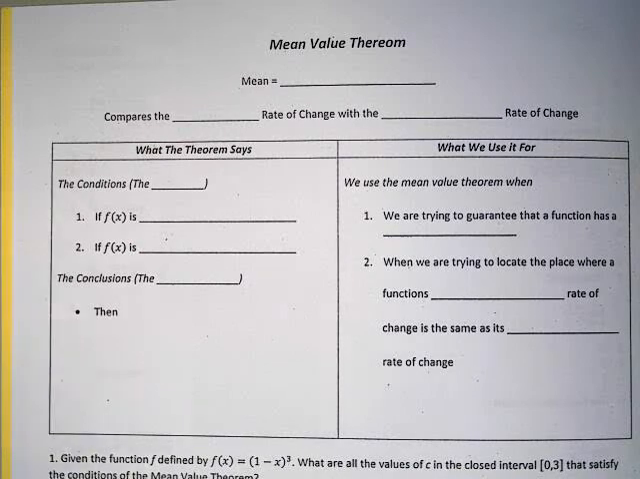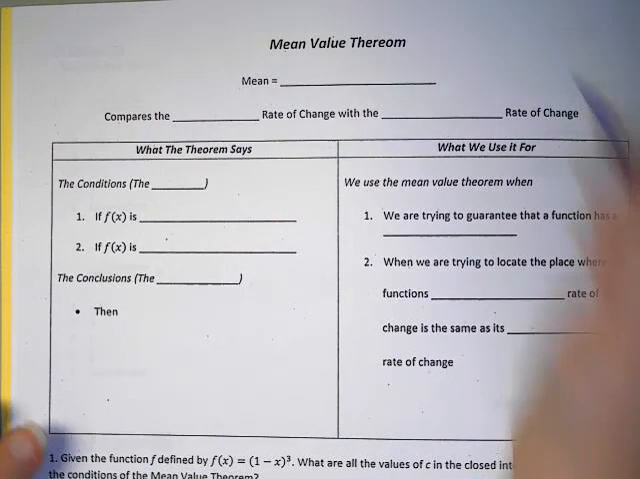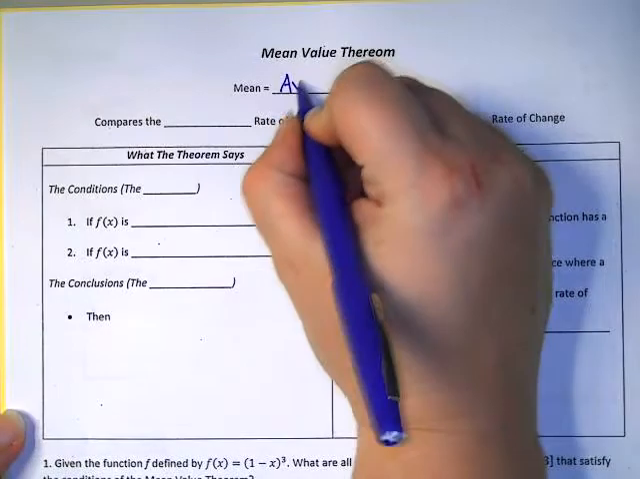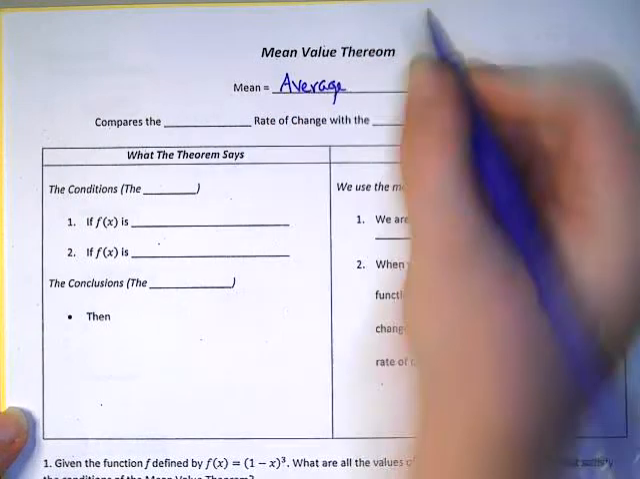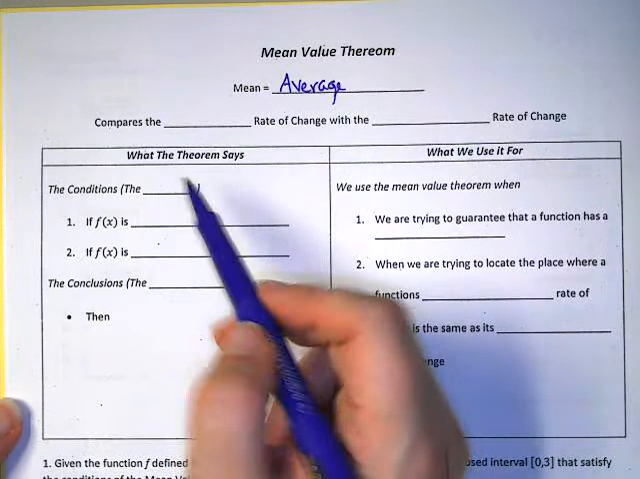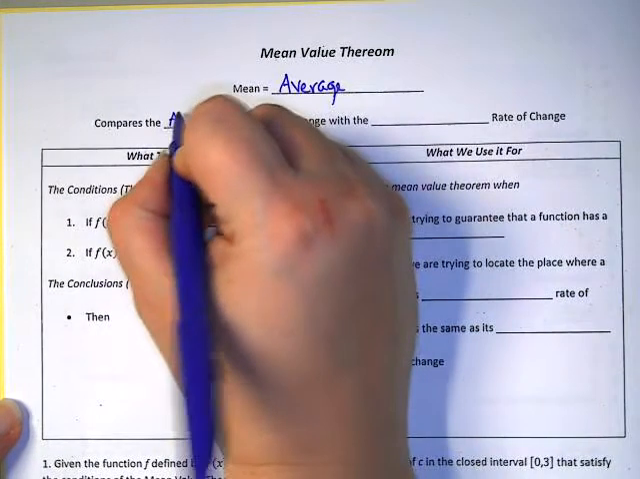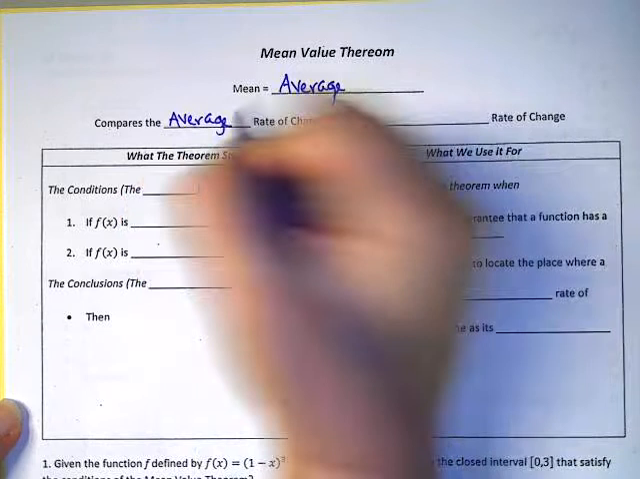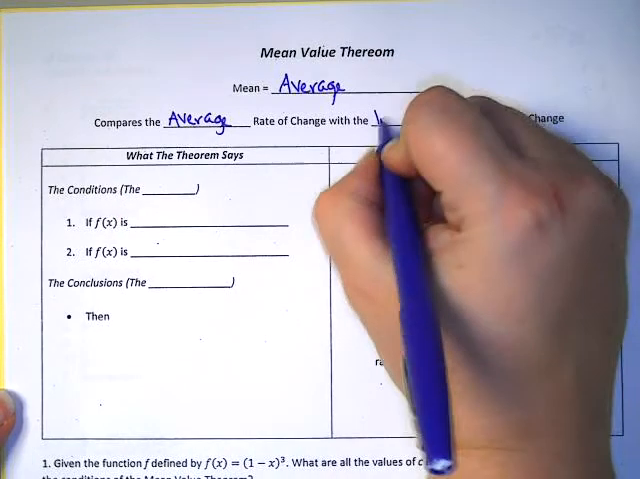Hi everybody, we are going to start talking about the mean value theorem, which is another application of derivatives. So in math, when we say the word mean, we are talking about the average. The mean value theorem compares the average rate of change with the instantaneous rate of change.